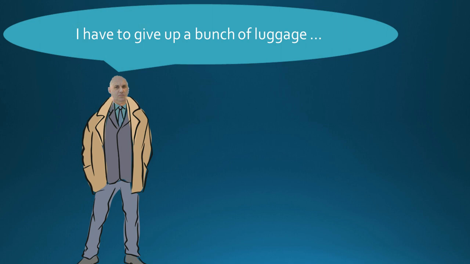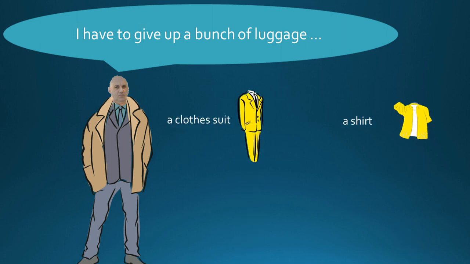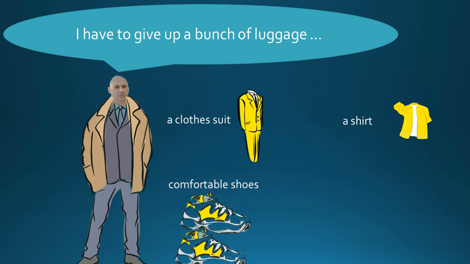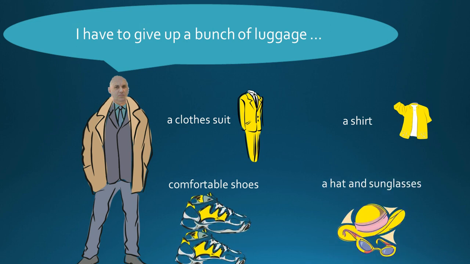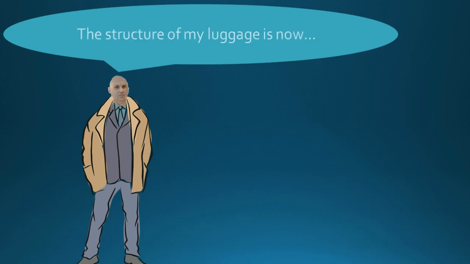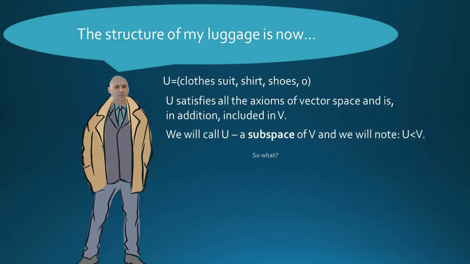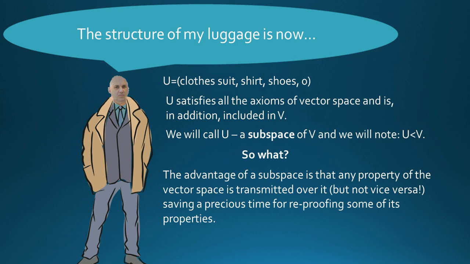I have to give up a bunch of luggage: a clothes suit, a shirt, comfortable shoes, a hat and sunglasses. Now, the structure of my luggage is now U equal clothes suit, shirt, shoes, and 0. U satisfies all the axioms of vector space and is, in addition, included in V.